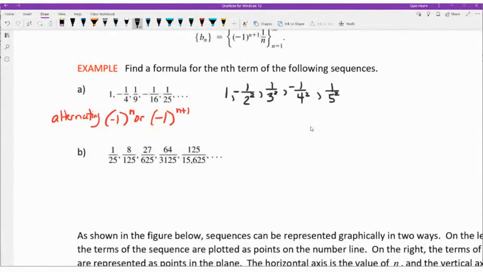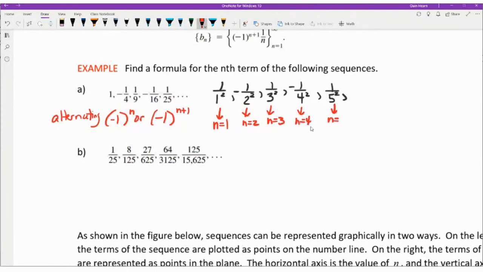You also want to ask, can I write this first term as something, as a denominator squared? 1 over 1 squared. Very good. We can write it as 1 over 1 squared. So that's good. So every single term fits that pattern. All right, now what we would like to do is to correlate this to the n value 1, the n value 2, the n value 3, and so on.